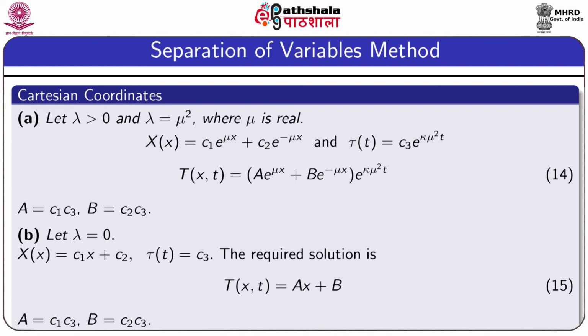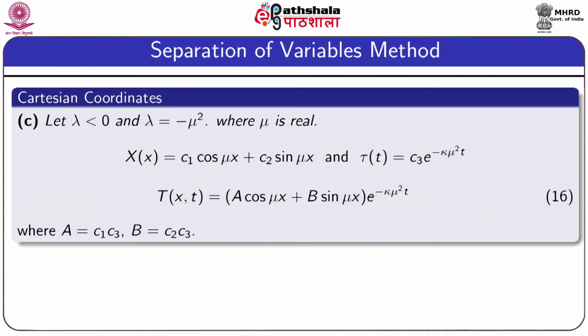Now, I am going to the second case where lambda equals 0. So, if lambda equals 0, the solution for capital X becomes C1 x plus C2 and the solution for tau becomes tau equals a constant, which is equal to C3. Therefore, the required solution becomes capital T equals A x plus B, where A is defined as C1 C3 and B is equal to C2 C3.